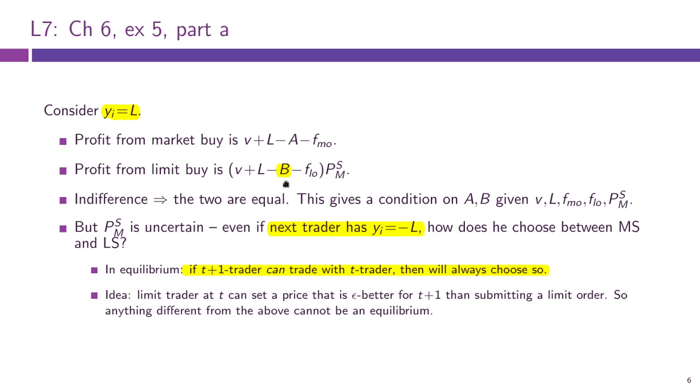Once again, slightly more condensed version. If trader at T plus one chooses a limit order, even when he has an opportunity to submit a market order, if he does so in equilibrium, then trader at time T can offer him a slightly better price and make trader at T plus one choose to submit a market order instead with probability one. So this kind of deviation would be strictly optimal for trader T, because he will get to trade with a larger probability and he will get to realize a profit with larger probability.